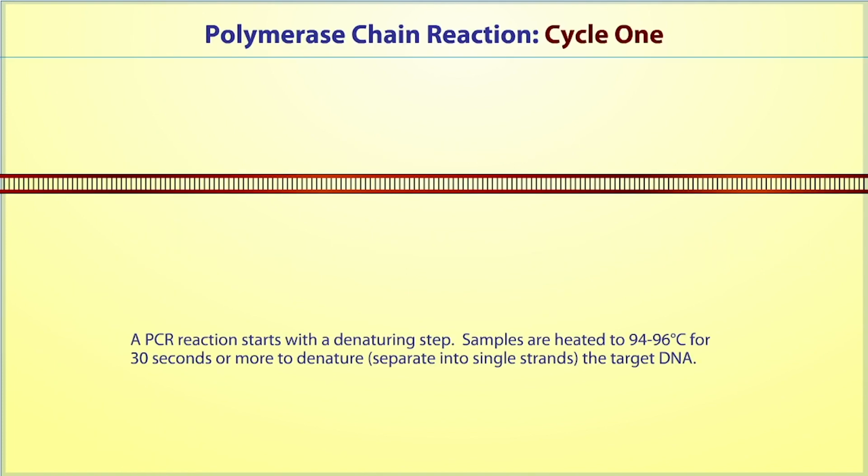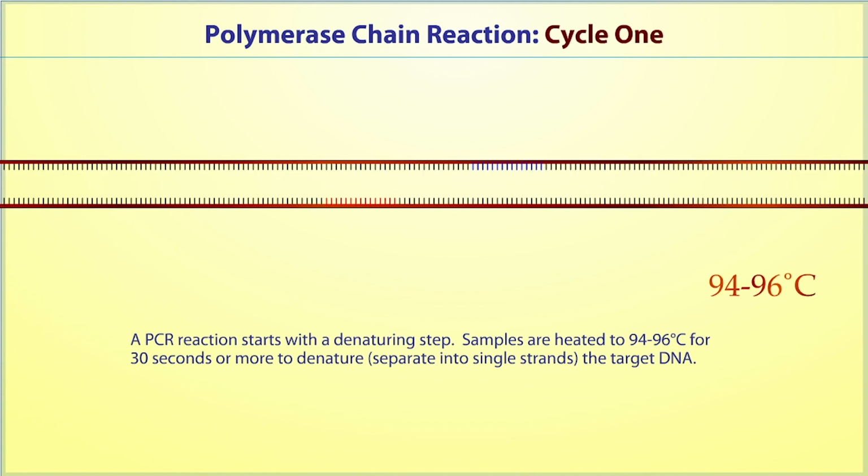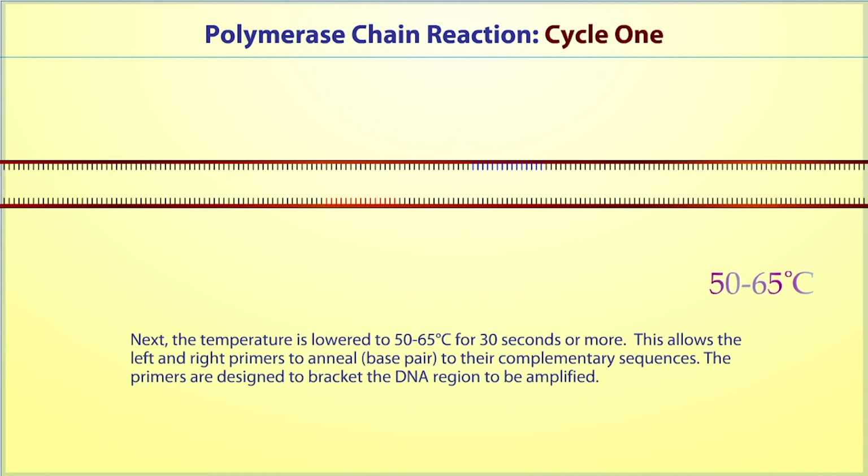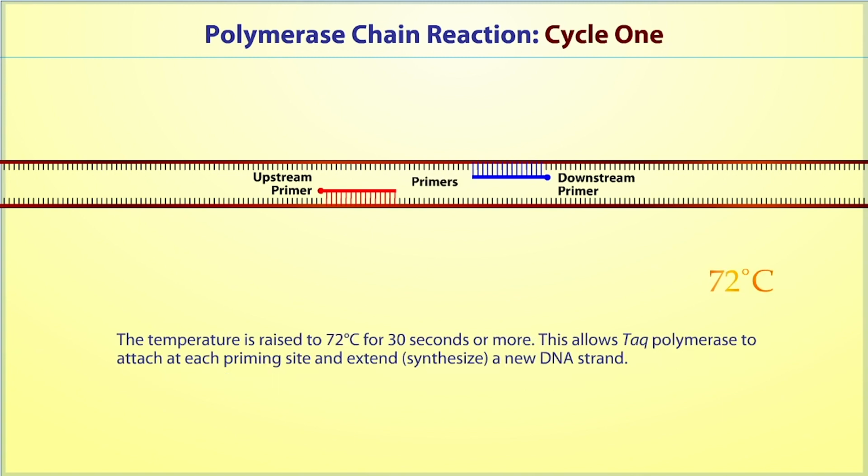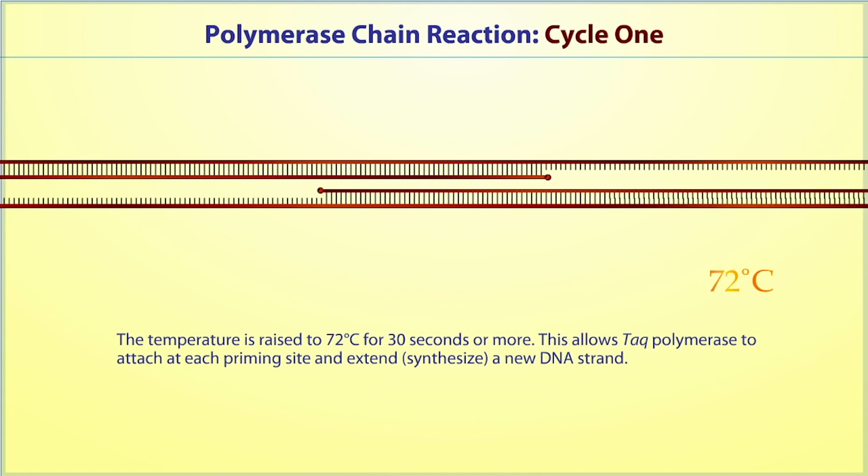Cycle 1. A PCR reaction starts with a denaturing step. Samples are heated to 94 to 96 degrees Celsius for 30 seconds or more to denature the target DNA. Next, the temperature is lowered to 50 to 65 degrees Celsius for 30 seconds or more. This allows the left and right primers to anneal to their complementary sequences. The primers are designed to bracket the DNA region to be amplified. The temperature is raised to 72 degrees Celsius for 30 seconds or more. This allows Taq polymerase to bind at each priming site and extend, or synthesize, a new DNA strand.